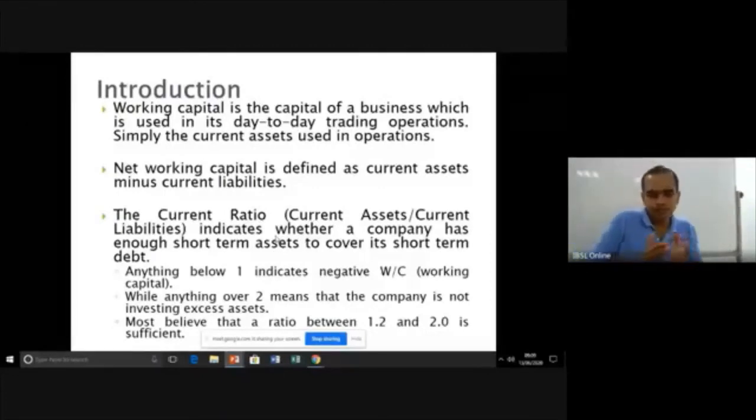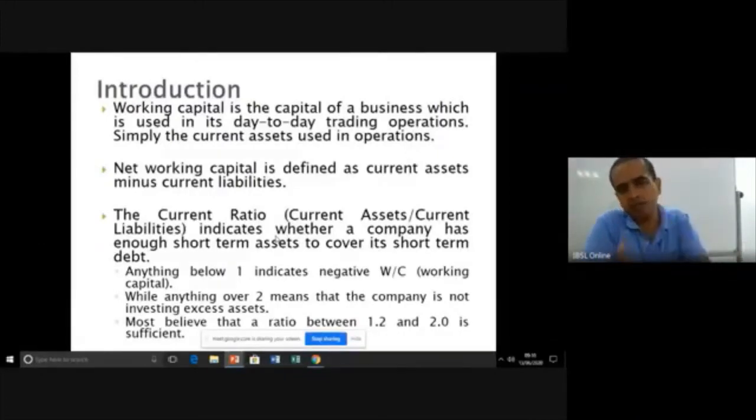Remember, if the ratio is less than 1, it means you have negative working capital. That means you have less current assets than current liabilities. If you are positive, the rule of thumb is a ratio between 1 and 2. If you are more than 2, it means you have a lot of assets idling in the form of current assets, which is not good for the bottom line.